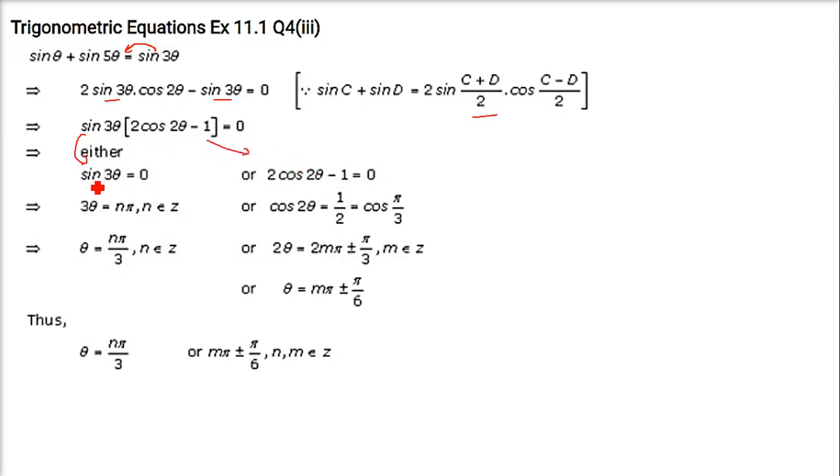So sin 3 theta equal to 0 simply means 3 theta equal to n pi, that is theta equal to n pi by 3. We are dividing both sides by 3. Here 2 cos 2 theta equal to 1, so cos 2 theta will be equal to 1 by 2. And 1 by 2 is simply cos 60 degree, which is cos pi by 3. So 2 theta will be equal to 2m pi plus minus pi by 3. Now divide both sides by 2. You get theta equal to m pi plus minus pi by 6.